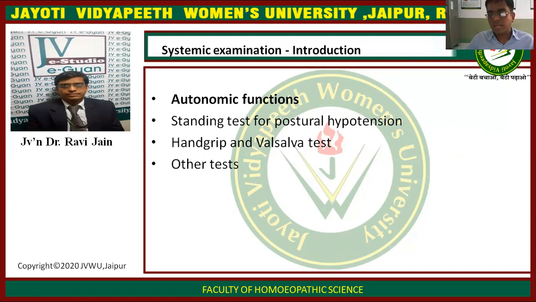In the autonomic functions, we have to check for the standing test for postural hypotension. We have to check for the hand grip and Valsalva test, and we have to check for the other tests. So in autonomic function, we have to check for the standing test for postural hypotension, hand grip and Valsalva test, and other tests.